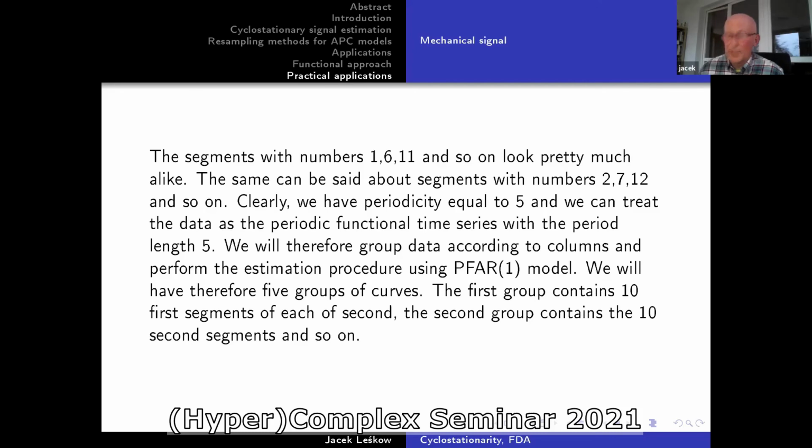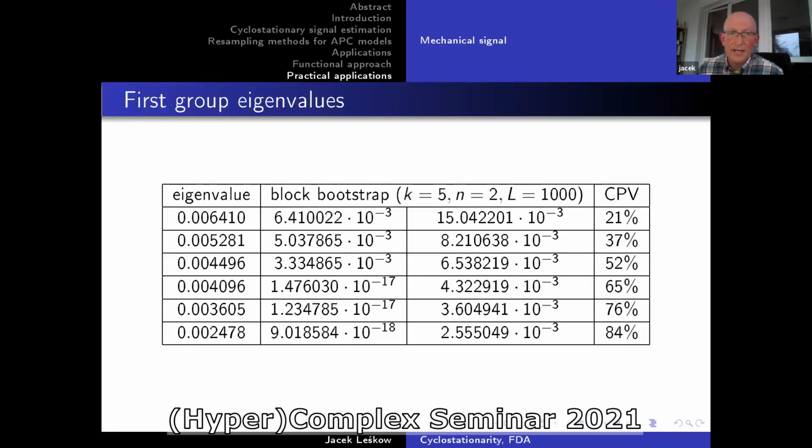I'm applying my periodic functional autoregressive model to this data. I'm estimating the eigenvalues: 1, 2, 3, 4, 5, 6. So a dimensionality reduction to 6 gives me 84% of the whole variance. The CPV is the coefficient of proportion of the variance. 84% reconstruction of the variance is quite a bit.